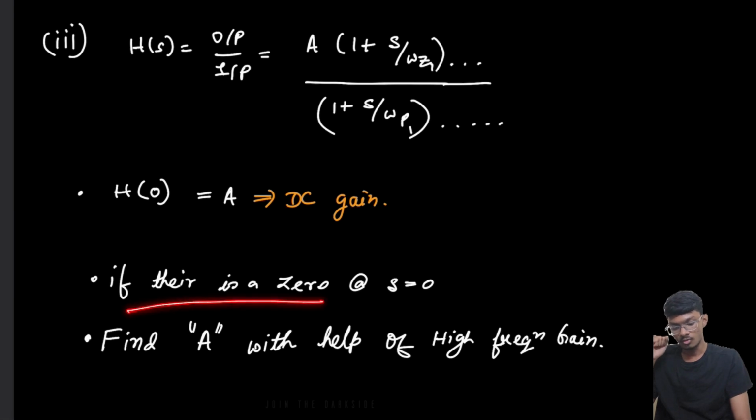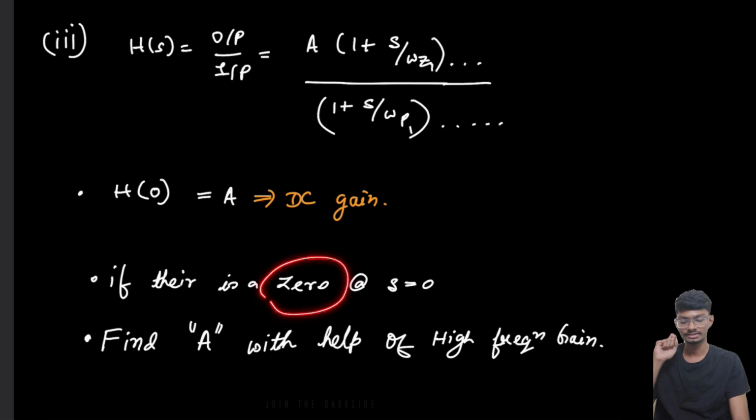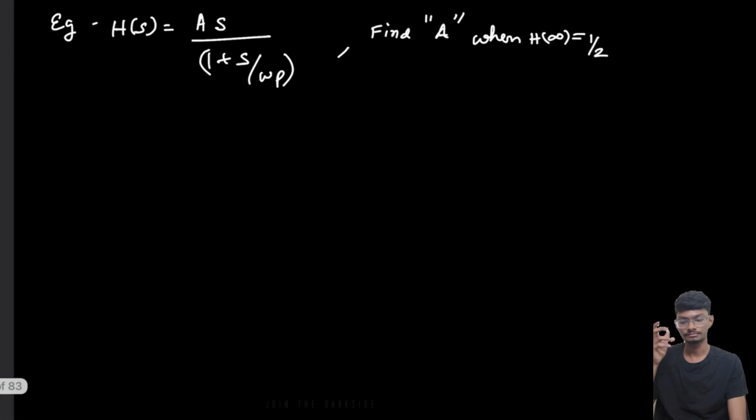Now one thing is, if there is a zero at s equal to 0, then we can't find the DC gain, right? The DC gain will be 0, because if there is a zero at s equal to 0, we put s equal to 0 and the transfer function becomes 0, right? So how do we find the value of A? The A can be determined with the help of the high frequency gain. Like if we put s tending to infinity, then we will be able to find the value of A. I will let you know when we get to that stage. You will be able to understand what I am talking about.